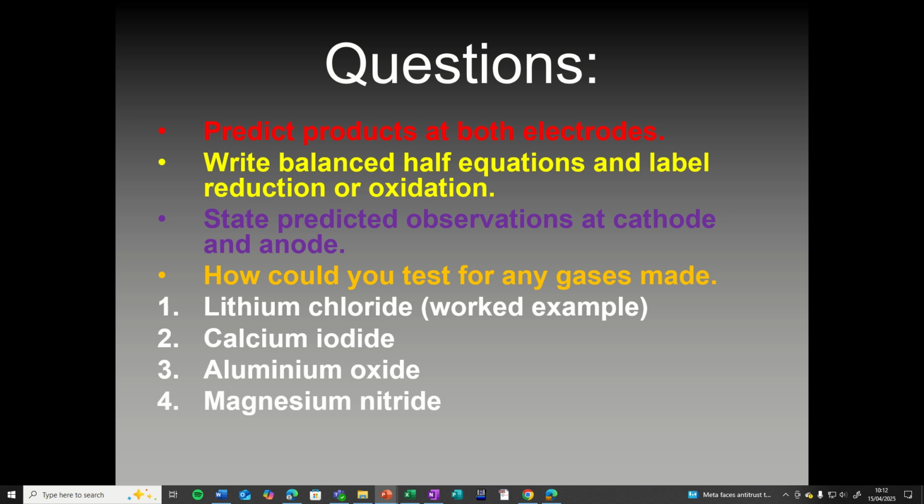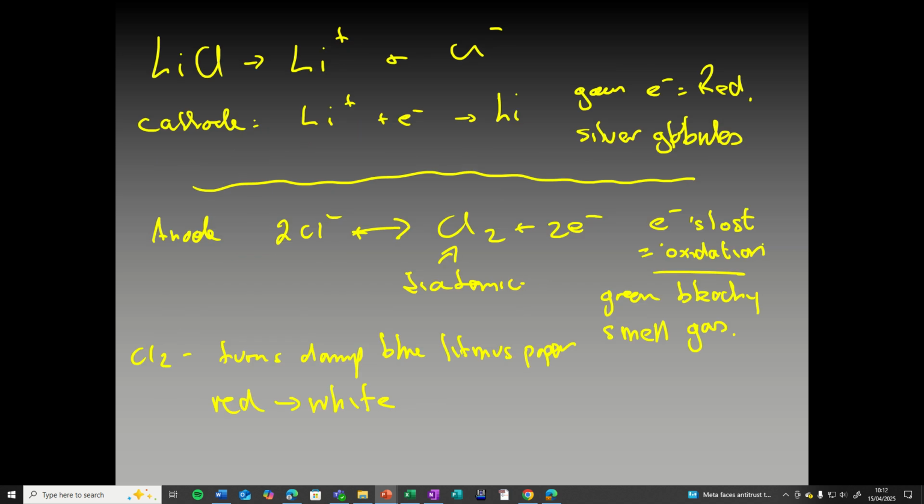You can pause the video. I'm going to run through the answers here, but you can pause the video and do them, and then check the answers. So for the first one, we have lithium chloride. We've said it's made up of lithium ions and chloride ions at the start. That's what I would do.